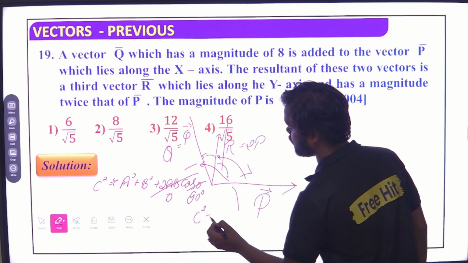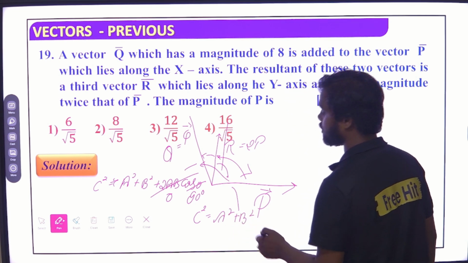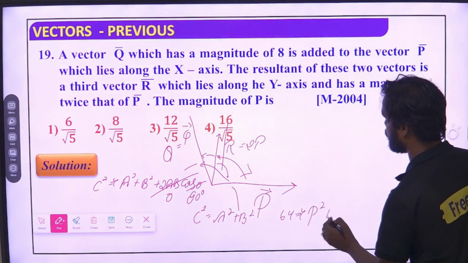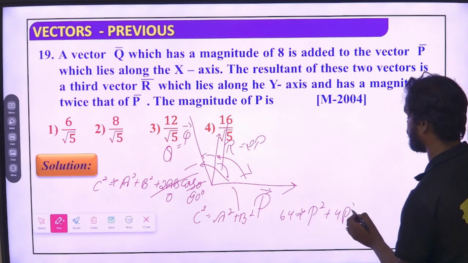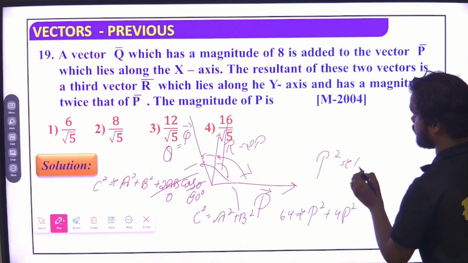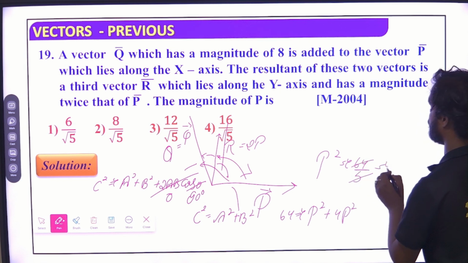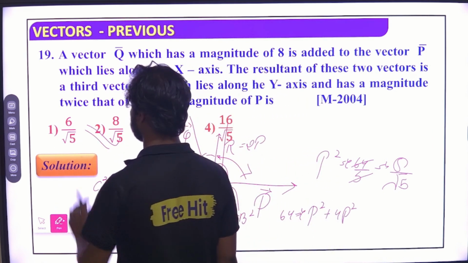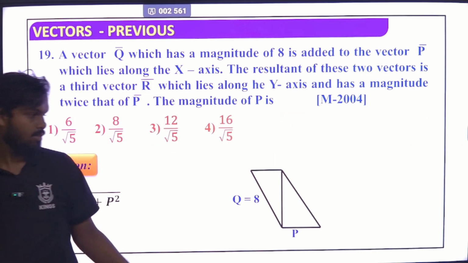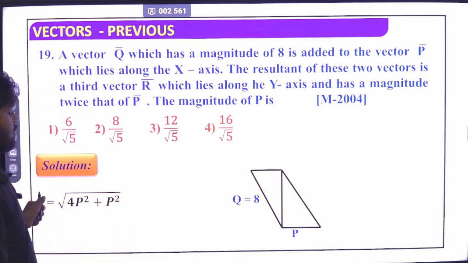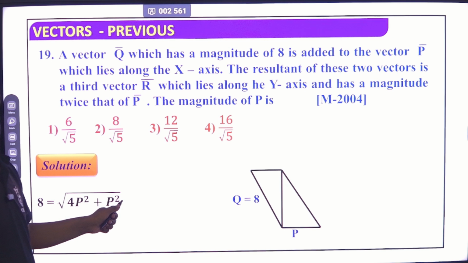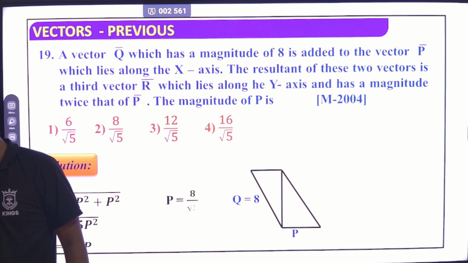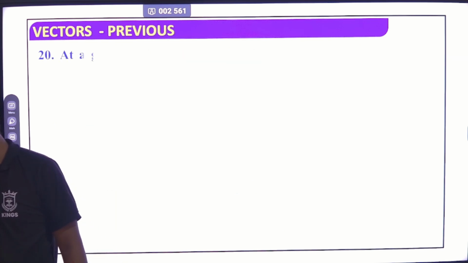What will we get? We will get c square is equal to a square plus b square. What is c? C is my resultant, q. That means 64 is equal to p square plus 4p square. From here, what value do we get? P square is equal to 64 by 5. How much is the value? That is 8 by root 5. Clear? 8 by root 5. So the second option will be correct. Here the q vector is taken as the resultant vector, under root of 4p square plus p square, and then we have calculated. Yeah, second option. Next question.